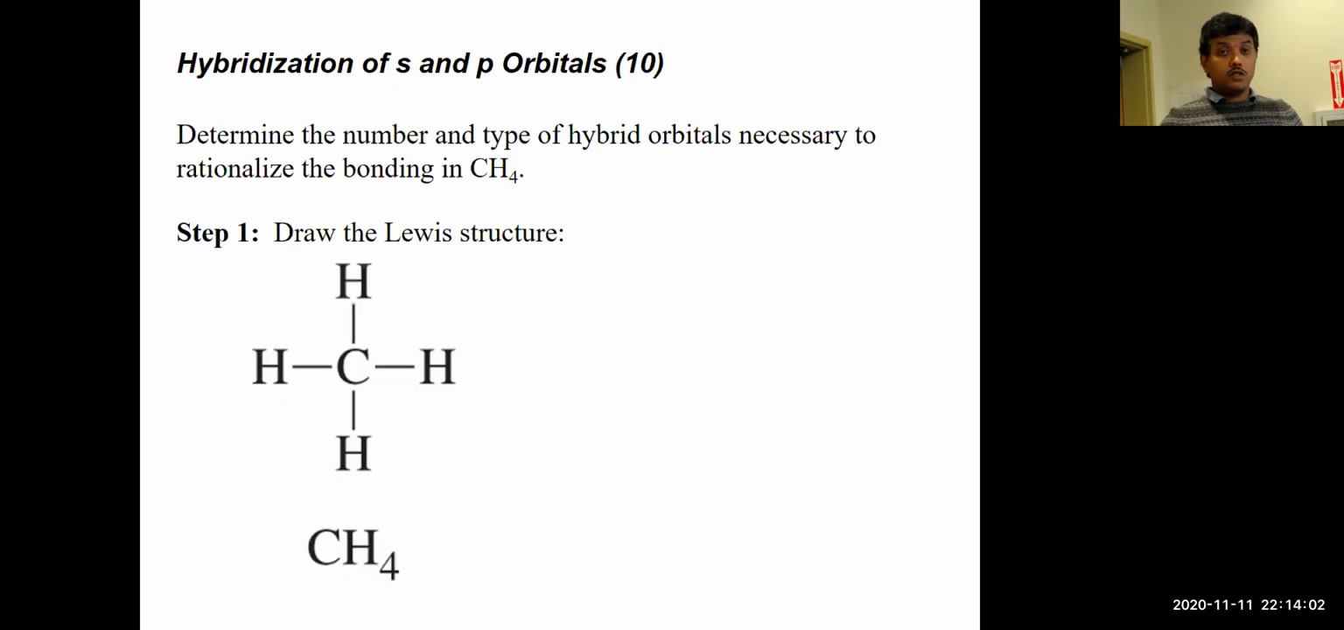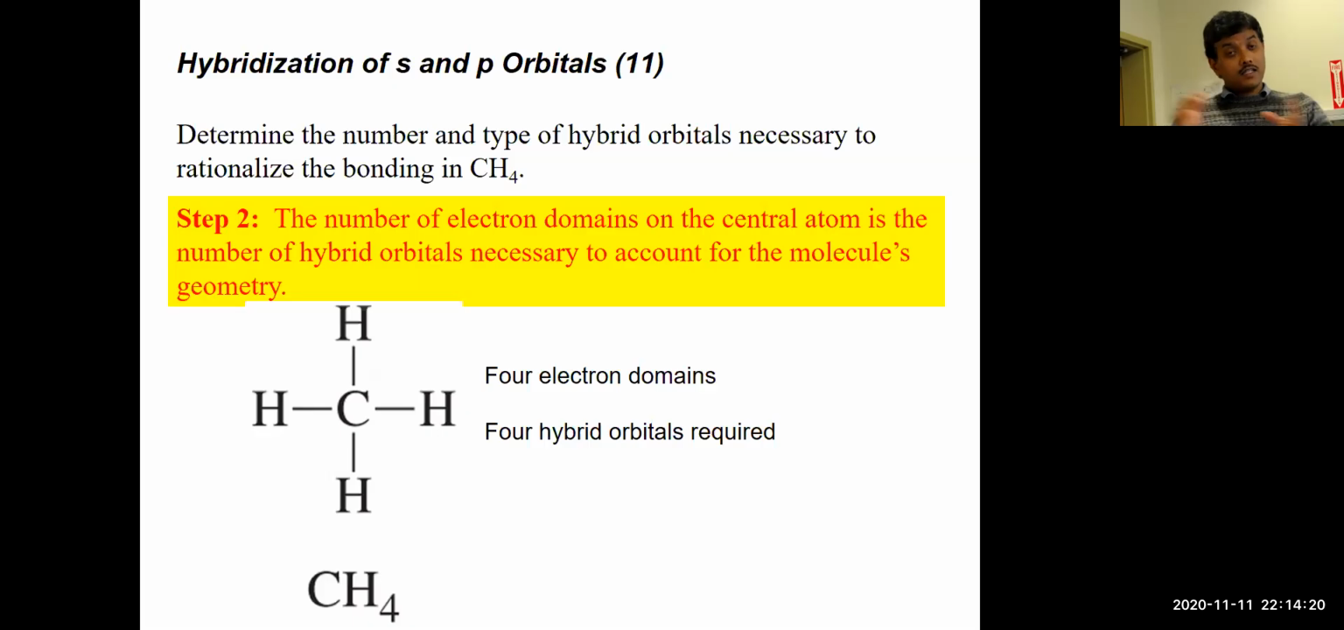So how do you explain how many types of hybrid orbitals are necessary to rationalize bonding? We will start with the Lewis structure of CH4. The CH4 Lewis structure contains carbon with 4 single bonds. Then you would identify how many electron domains are present. That tells you how many hybrid orbitals you need. There are 4 electron domains present, so that tells you that you need 4 hybrid orbitals.